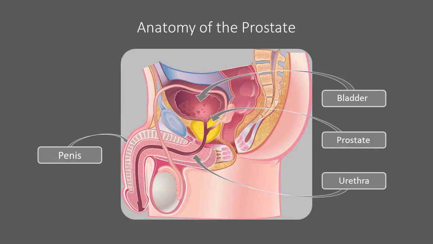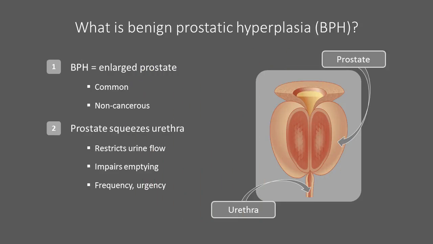The prostate is a small gland situated at the bottom of the urinary bladder, the place where urine is stored. It surrounds a portion of the urethra, the tube that carries urine from the bladder out through the penis. A man's prostate enlarges or grows bigger as he ages. This common non-cancerous enlargement of the prostate is called benign prostatic hyperplasia, or BPH for short. The growing prostate can cause trouble when it tightens around the urethra, obstructing urine flow, impairing bladder emptying, and causing frequent, urgent urination.